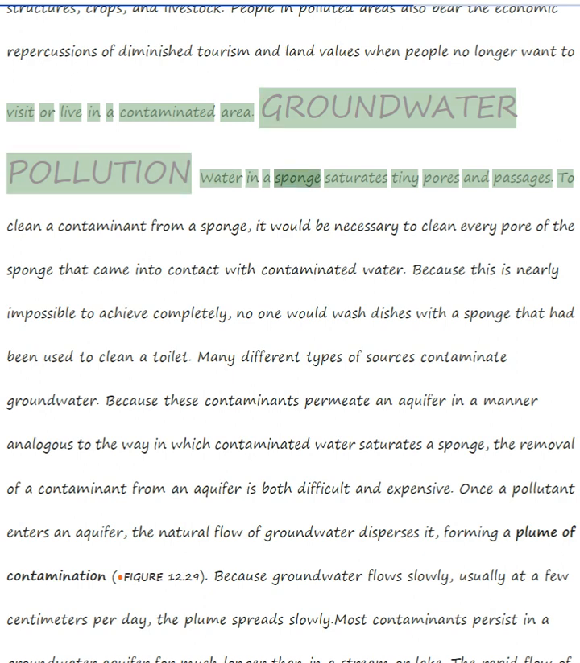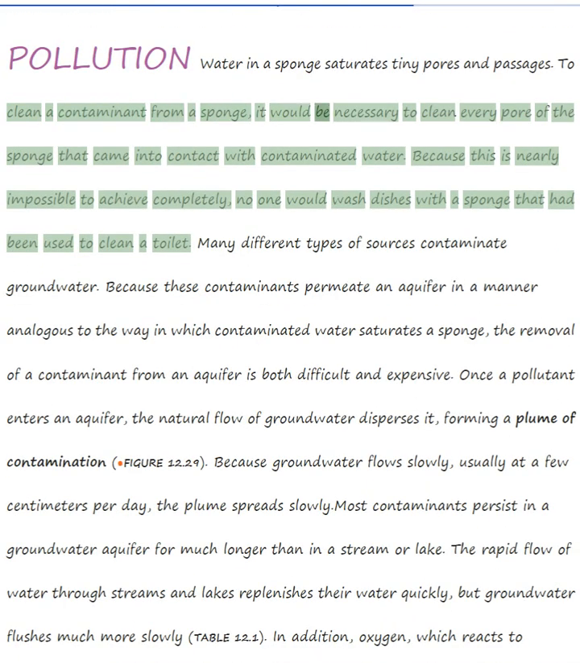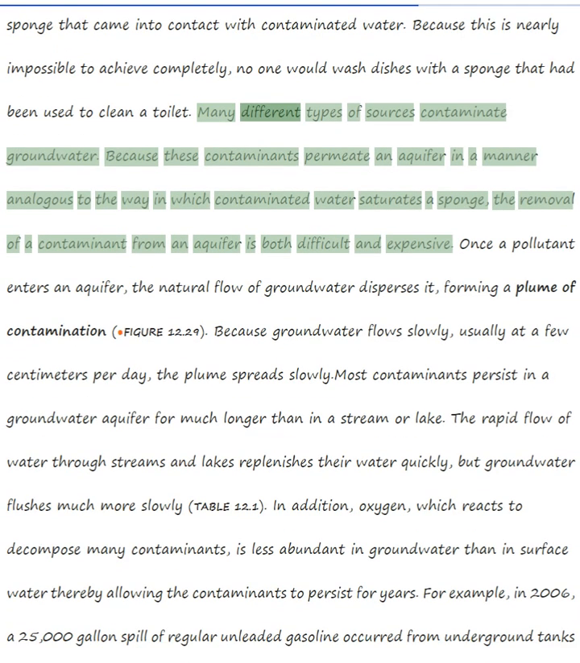Groundwater pollution: water in a sponge saturates tiny pores and passages. Now imagine trying to clean a contaminant from a sponge. It would be necessary to clean every pore of the sponge that came into contact with contaminated water. Because this is nearly impossible to achieve completely, no one would wash dishes with a sponge that had been used to clean a toilet. Many different types of sources contaminate groundwater.